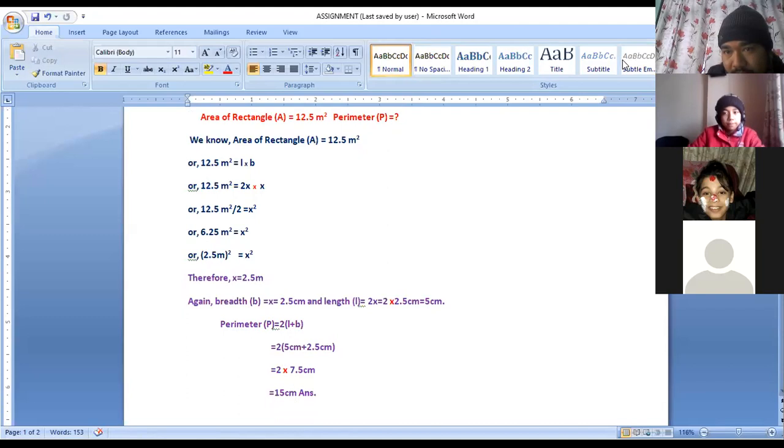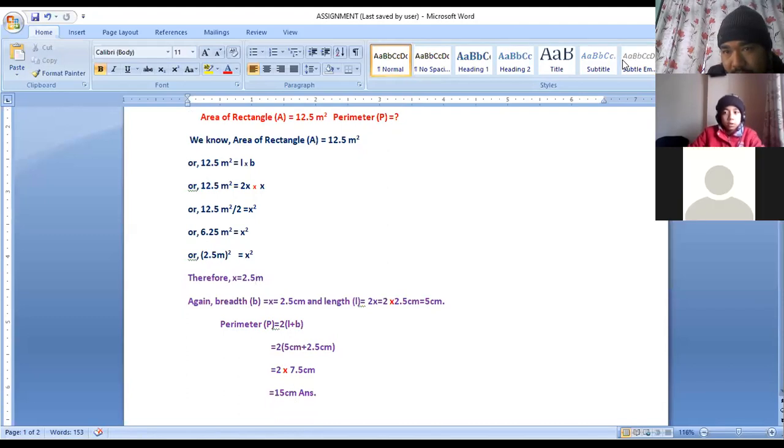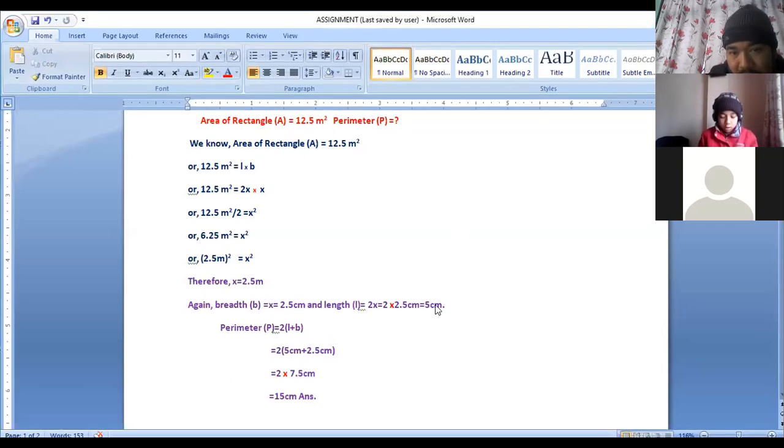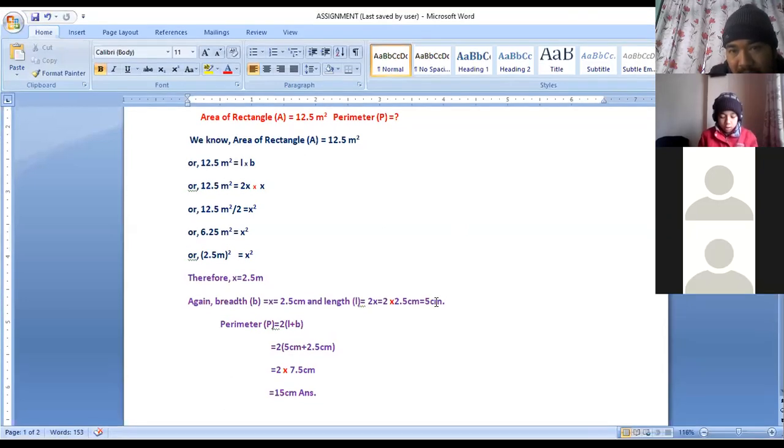Sir, how does it come? 15 meter, no? Yes, you are telling the correct one. All the units must be in meter. Yes, sir. All the units are converted into meter. Okay, children.